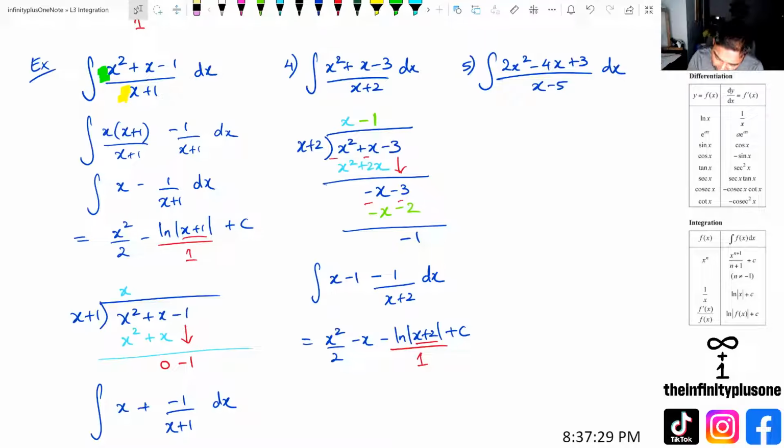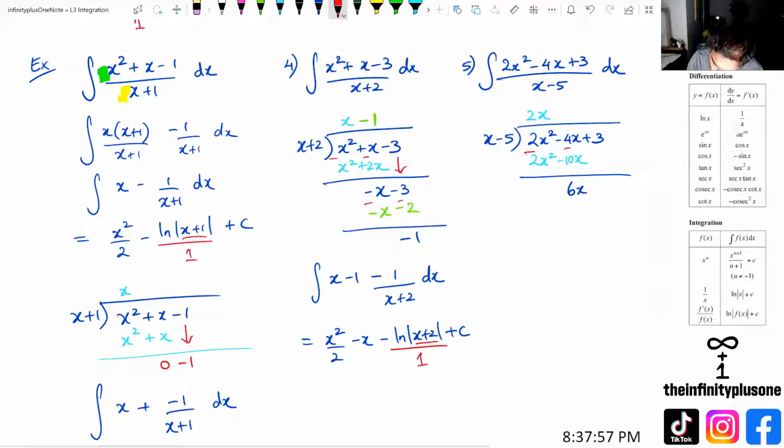All right, number 5. We've got x minus 5 and we've got 2x squared minus 4x plus 3. And then we're going to do x, so we're going to do 2x, which means we're going to get 2x squared minus 10x. We're going to minus and minus, so that becomes 0. This becomes 6x plus 3. Oh, I hate the lag. Then I'm going to do plus 6, and I'm going to get 6x minus 30.